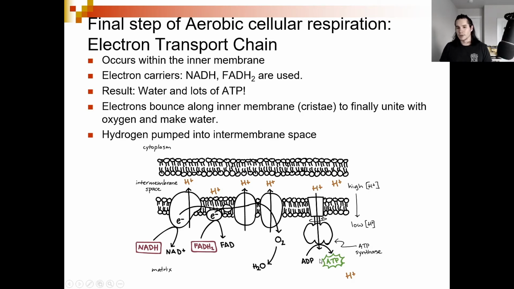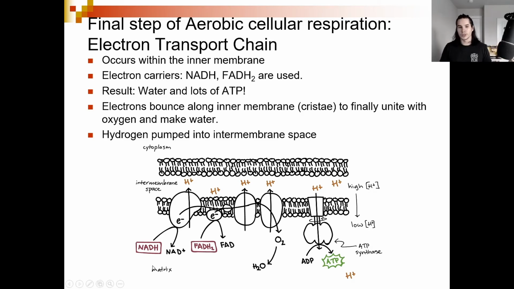We let it happen, and what it does is it churns this enzyme to form ATP from ADP. So you've got an ADP sitting on this enzyme. The movement of these hydrogen ions moving through here allows this enzyme to form ATP. So it's kind of cool.